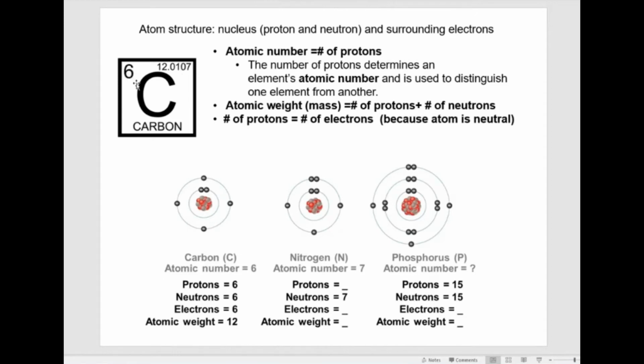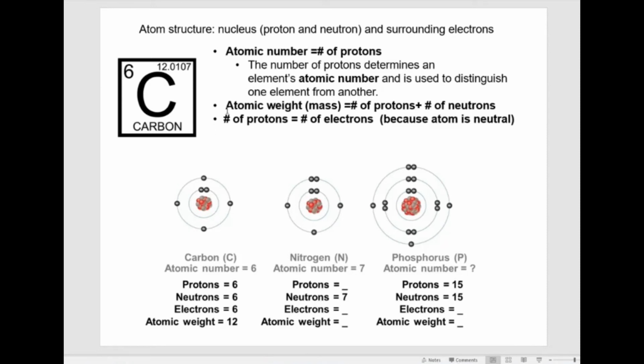Over here, this 6 indicates the atomic number. So the atomic number is the same as the number of protons, because you arrange the elements based on how many protons they have, right? So you go from 1 and then you go all the way to 118.